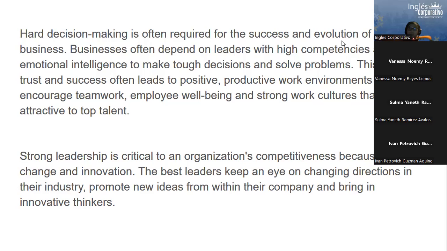What is the pronunciation? Competitiveness. Like competitiveness. Competitiveness, yeah. Teacher, what was meant by hard in the first sentence? Hard decision making. What's meant? A hard decision making is when you have to make a decision that is difficult. It's not that easy. Okay. Any other question?